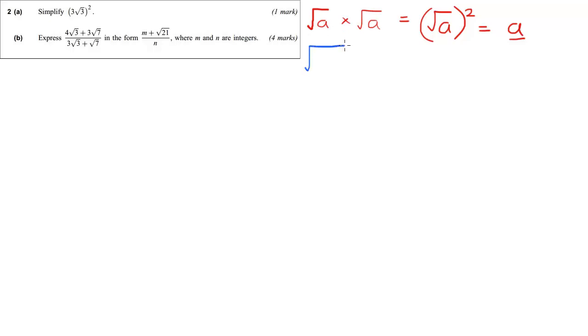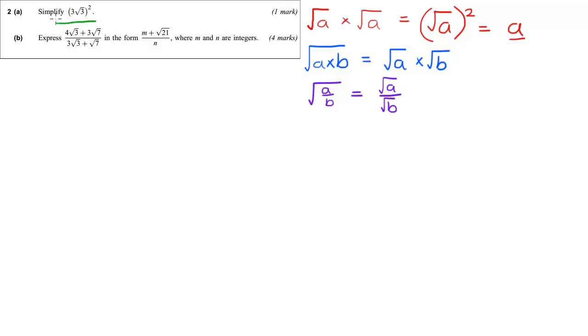We have another one. The root of a times b is the same as the root of a times the root of b. And you can use the same thing for division. We can say that the root of a over b is equal to the root of a over the root of b. But I think that's enough rules. Let's actually do the question.